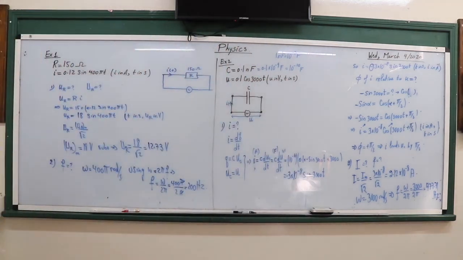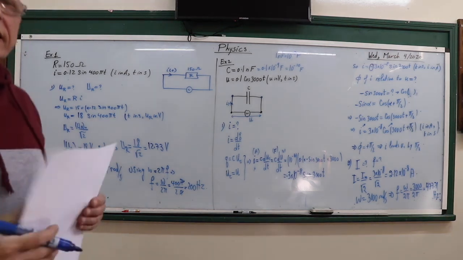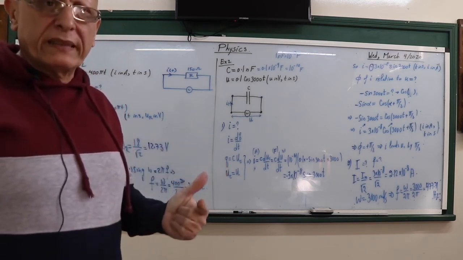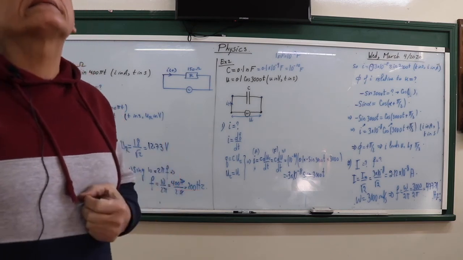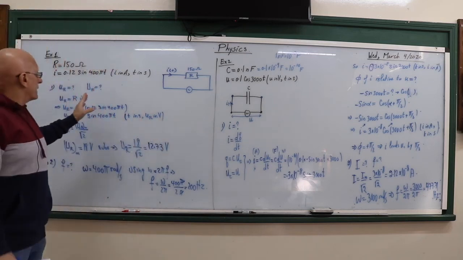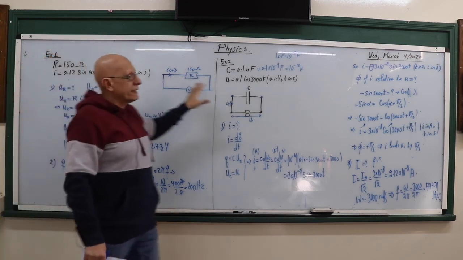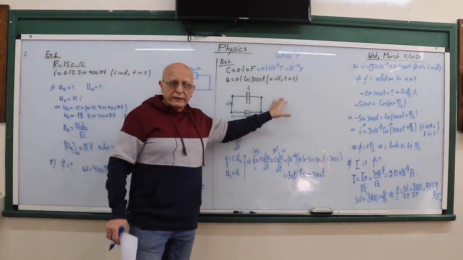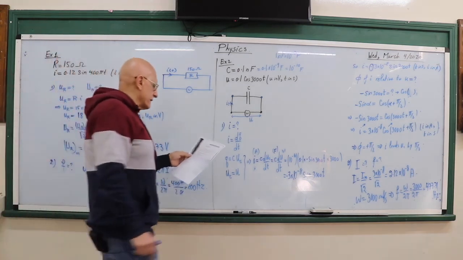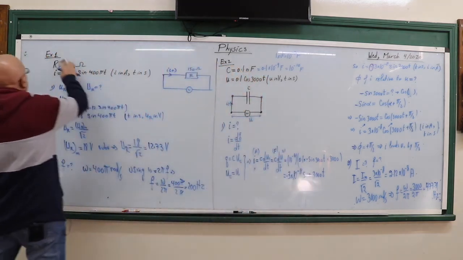Okay? The last exercise is about the coil. I explained the resistor, I explained the capacitor, and I explained the pure inductive coil. Here I gave an example about the resistor, an example about a capacitor, and now I am going to give a third exercise about the pure inductive coil.